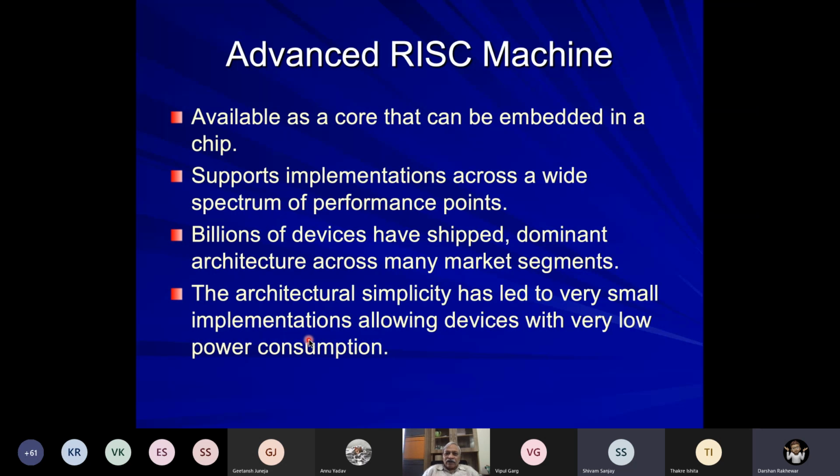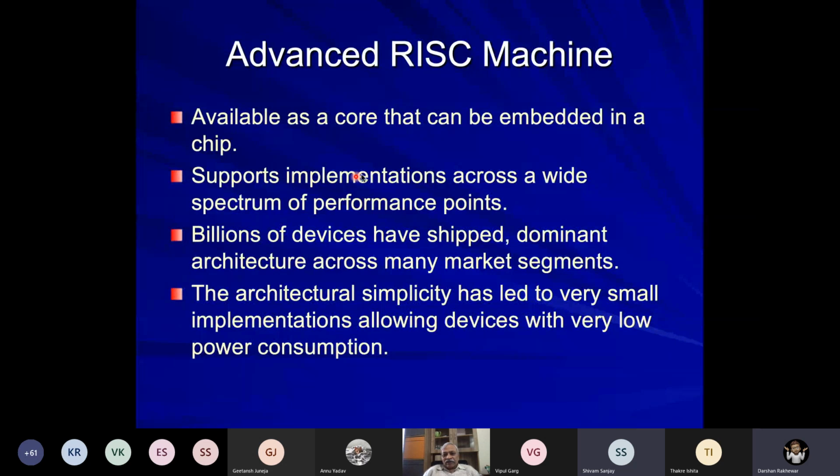Then we talk of advanced RISC machine or ARM. Interestingly, this is not available as a physical processor chip, not available as a physical device. It is available as a design, as a design core, which can be used by any other manufacturer to build a system. So people, for example, Samsung would take ARM design and build a system on chip around that. So you add some circuitry, add some on-chip memory, add some peripheral interfaces, and then manufacture the chip. So ARM does not manufacture. ARM only sells the design of the processor.